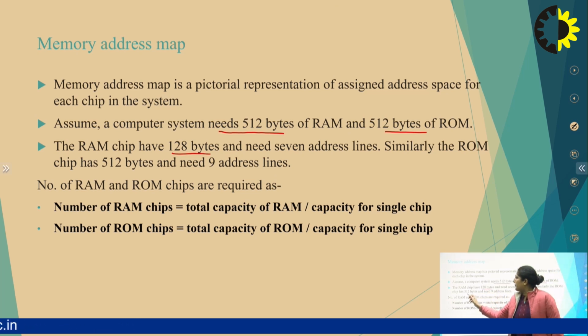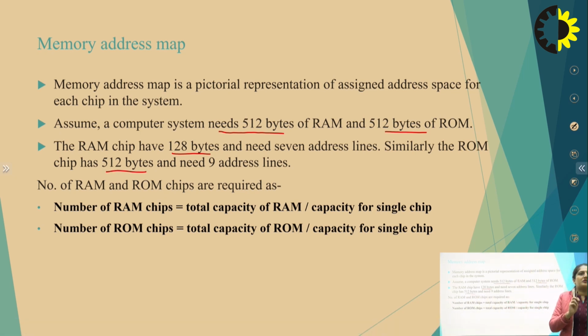Similarly, the ROM chip is 512 bytes. One ROM chip is of 512 bytes. So we have to calculate the number of RAM chips and the number of ROM chips required. How will we define it? With the help of these two formulas. The number of RAM chips we require is the total capacity of RAM divided by the capacity of a single chip.